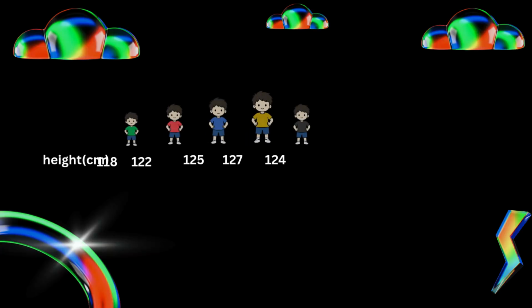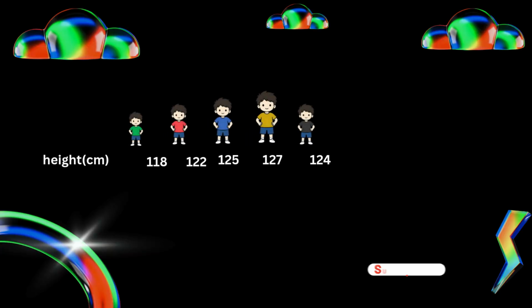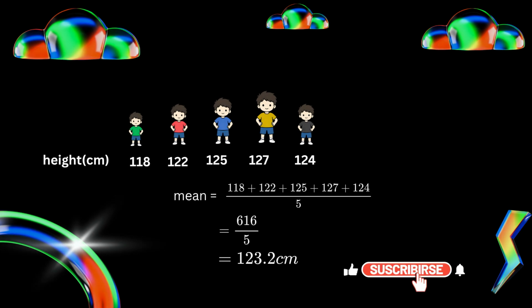Let's look at this example of heights of boys. In order to calculate mean, we sum the observations and divide it by the number of observations. Here the total is 616 and the number of observations is 5. So the mean is 616 divided by 5, which is equal to 123.2.